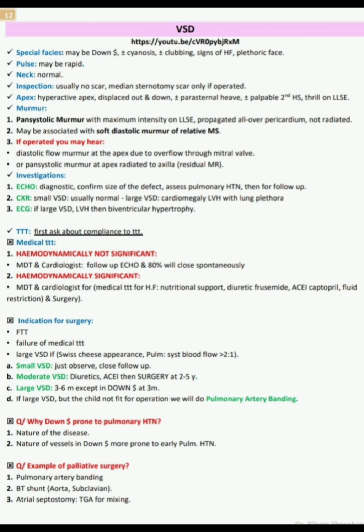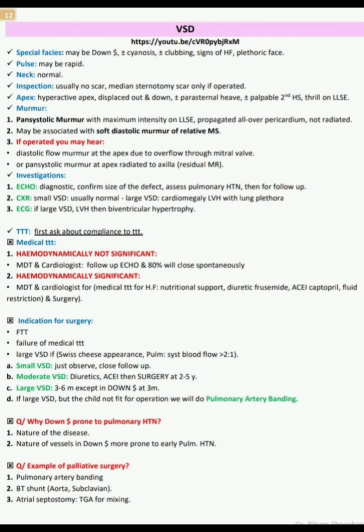Apex, we find hyperactive apex displaced out and down. There is plus minus parasternal heave, plus minus palpable second heart sound and thrill at the left lower sternal edge. And murmur. Murmur number 1, we find pansystolic murmur with maximum intensity at the left lower sternal edge and propagated all over the pericardium, not radiated.